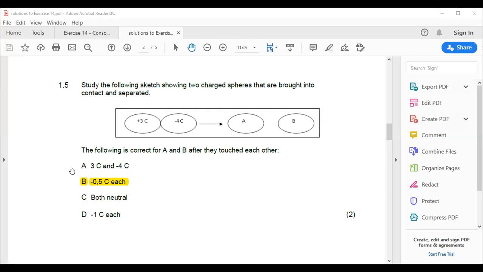So your answer becomes B. They're going to repel after they've got the same amount of charge. So all of these, this one is wrong because nothing is changing here, right? This one, both neutral, 1 each. So your correct answer is going to be -0.5 because you have to divide the -1 by 2. So C and D are incorrect. So your answer is B.